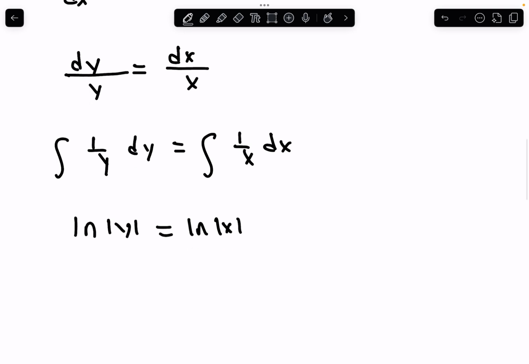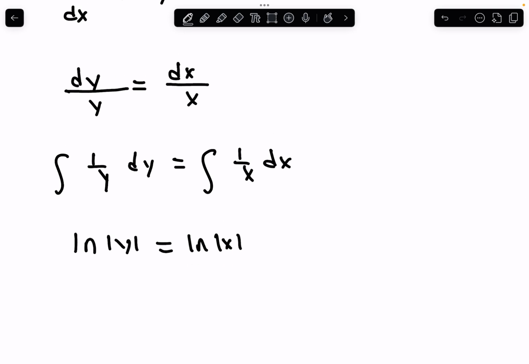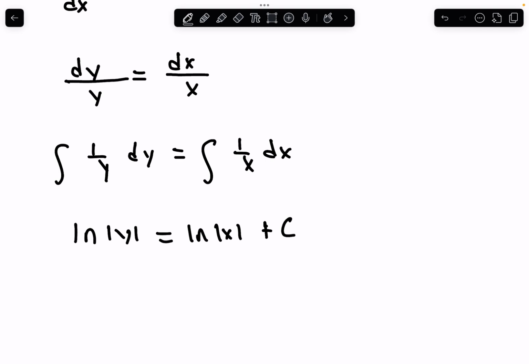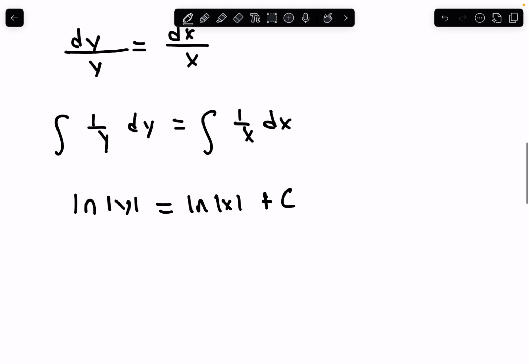But there is something missing here. You do not account for the constant c. So you have to add the constant c to one of the sides, one of the integrals. You don't have to add a constant for both integrals. And usually you add the constant with the integral of x, not the integral of y. So now what should we do?